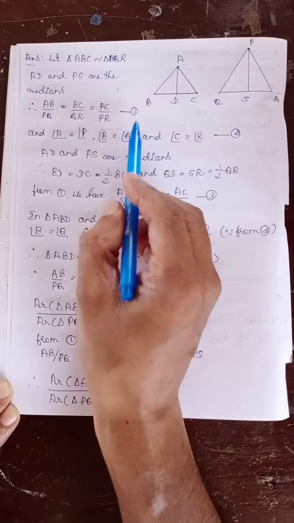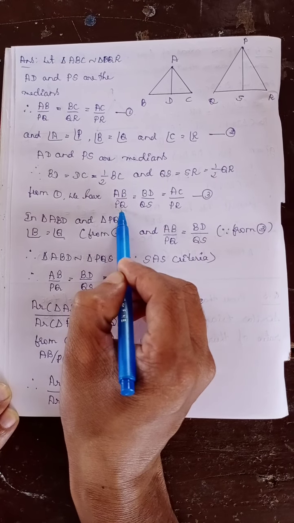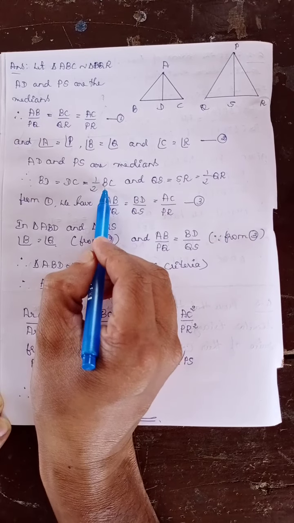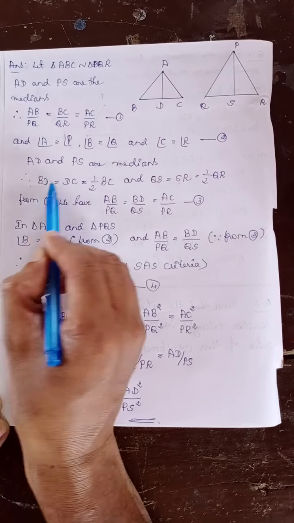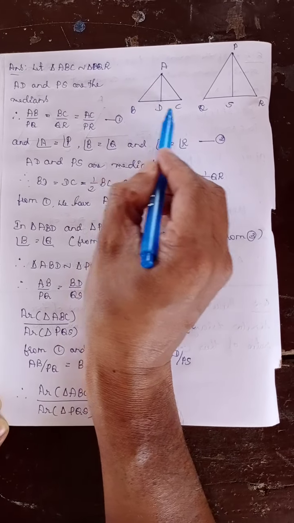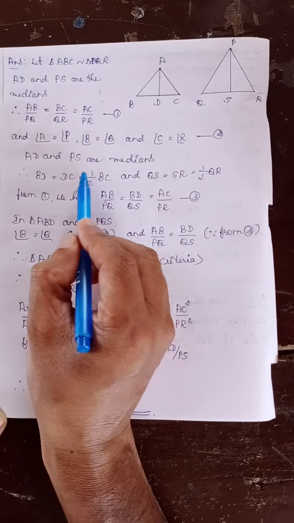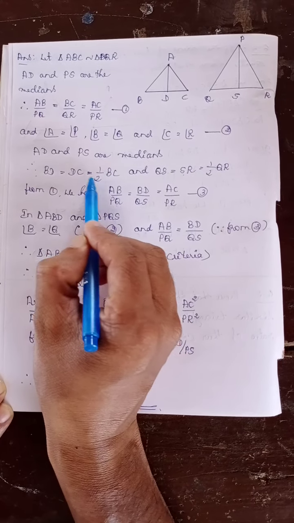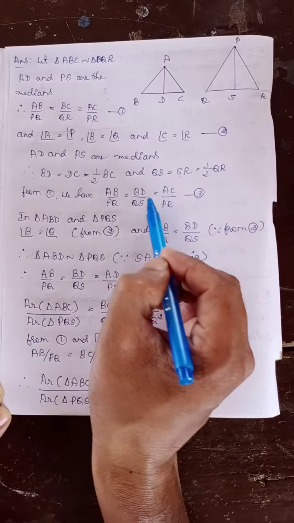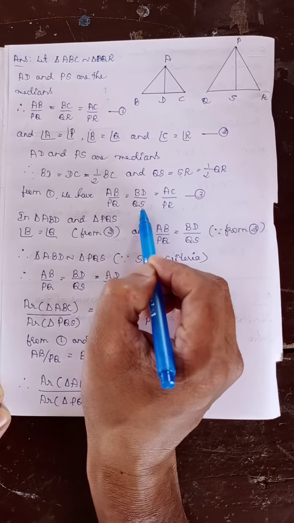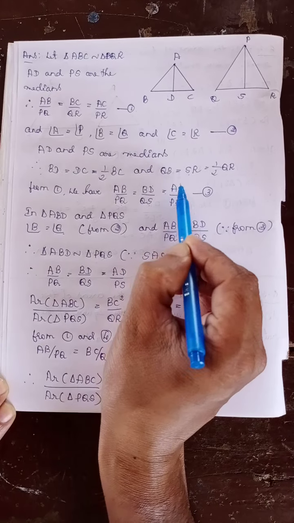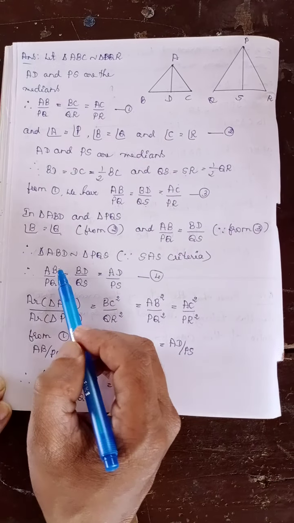From equation 1 we have AB by PQ is equal to BC by QR. BC is equal to what? BC is 2 times BD or 2 times DC, since BD is equal to half of BC. Hence we substitute the reverse of this: BC is equal to 2 times BD, and QR is equal to 2 times QS. So the 2 gets cancelled, and it will remain BD by QS is equal to AC by PR. Take it as equation 3.